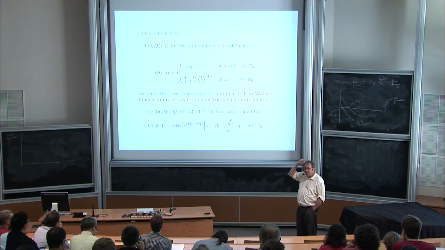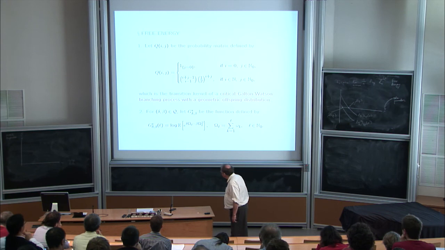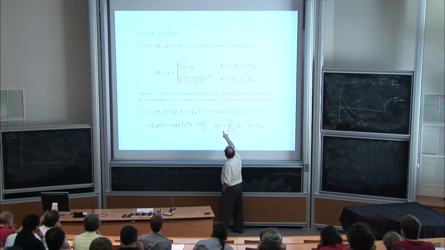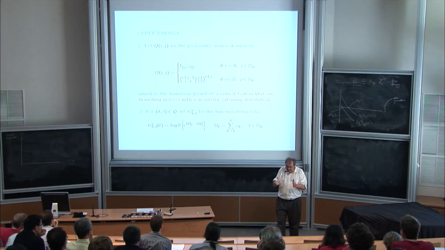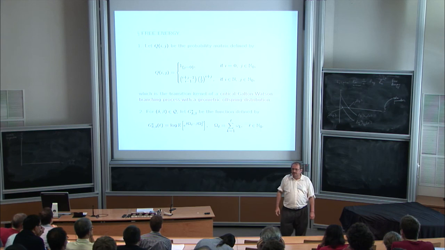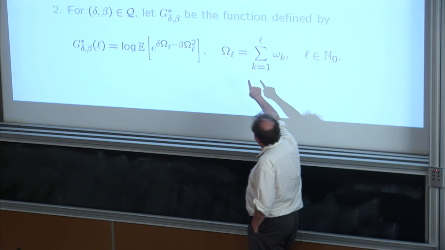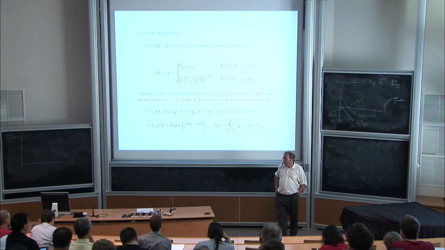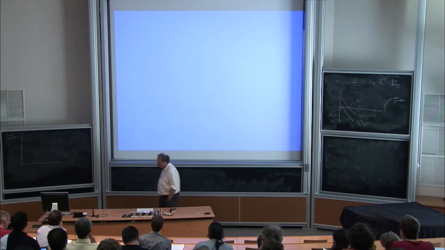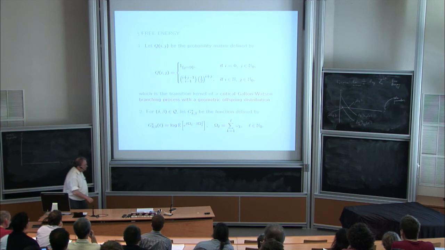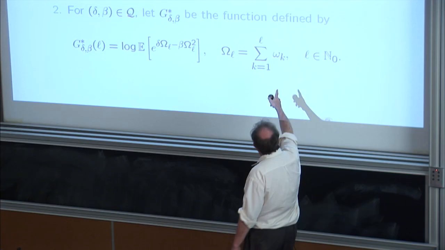And then there is a certain cumulant generating function. I'm going to define omega_L as the sum of all the charges in a piece of length L in the polymer, where L can be any number including zero. And omega_L is just the sum of L of them. And if L is zero, then this sum is empty and omega_0 is zero. And if you don't look at this term for a second, then you say, well, this is just the cumulant generating function for the distribution of L of these random variables.